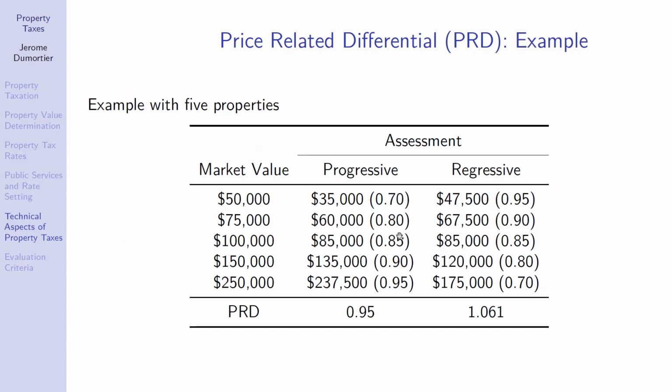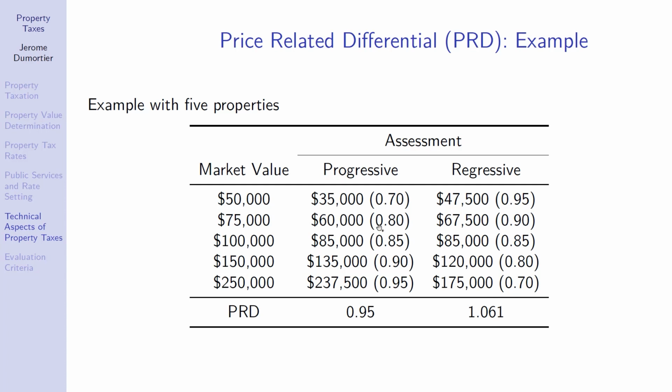So here we have an example with 5 properties, and consider the market value of those properties ranging from $50,000 to $250,000. Now assume that you have the assessment, and note that here we are looking at 2 cases. We are looking at a progressive case where we have a progressive tax, and we are looking at the case where we have a regressive tax.